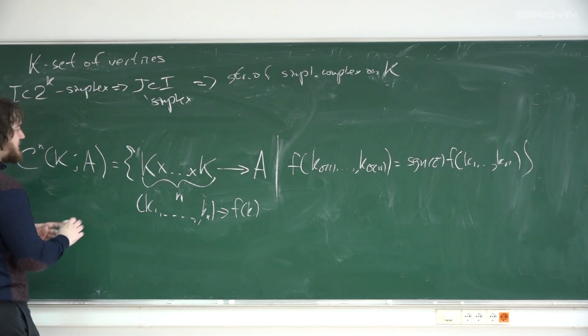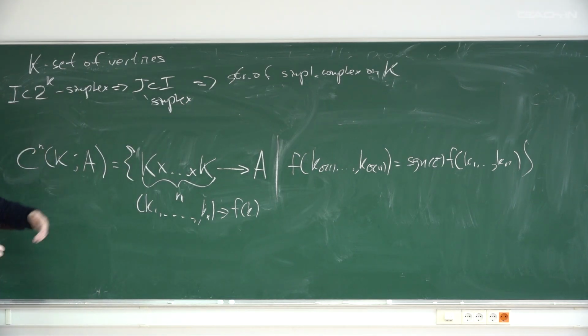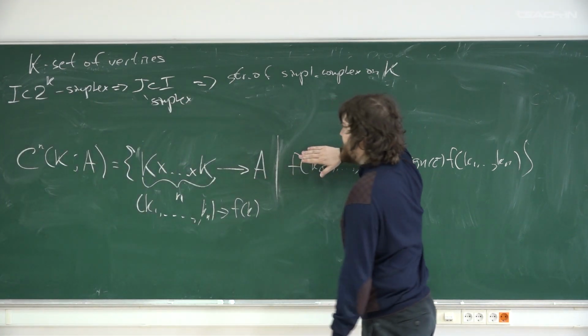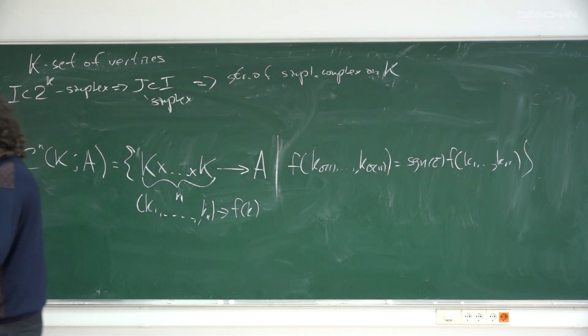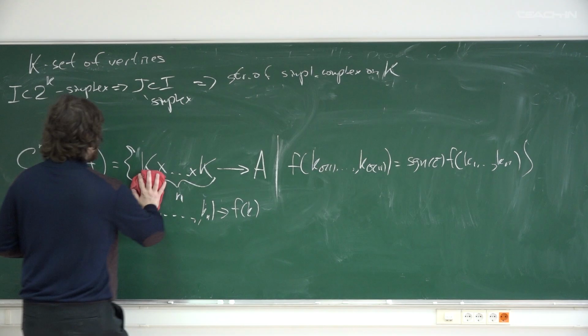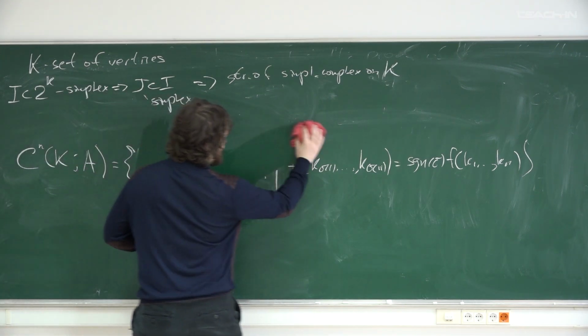Usually you consider just all cochains, without this assumption, just the usual cochains. Because usually you consider. No, sorry, it's not true. Okay, stop. Sorry.